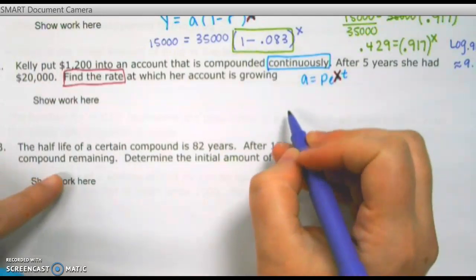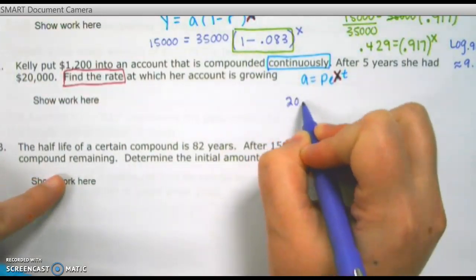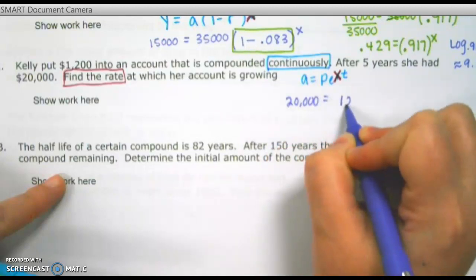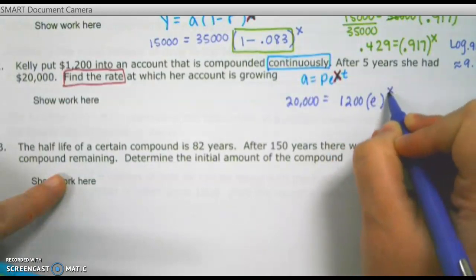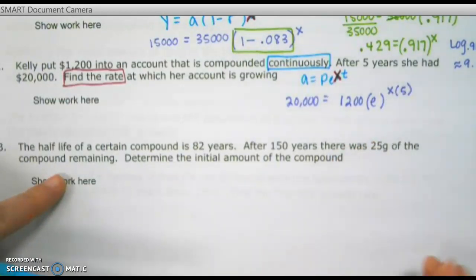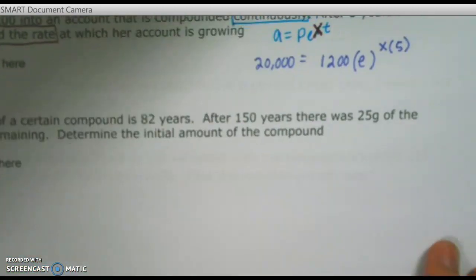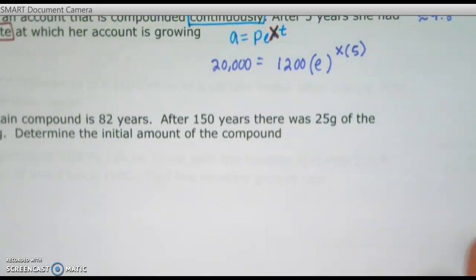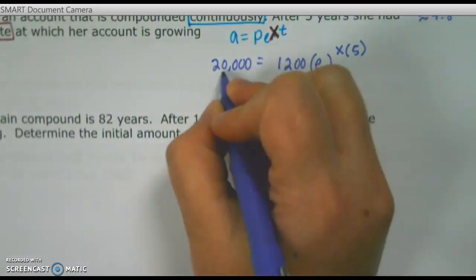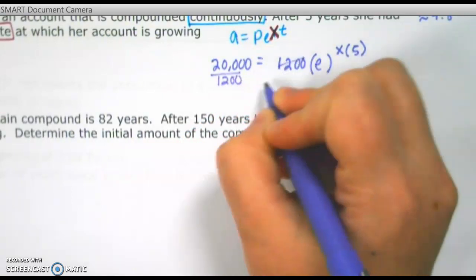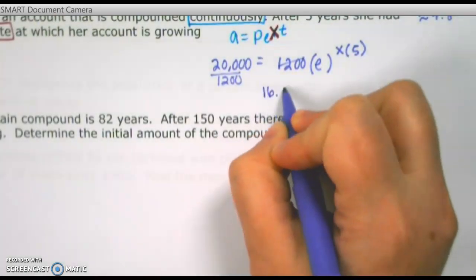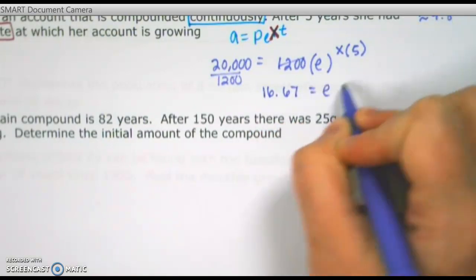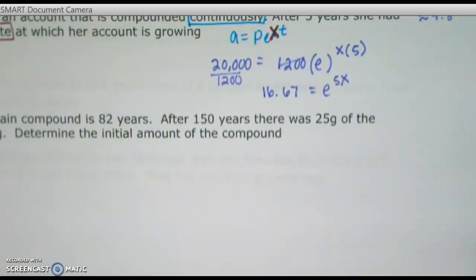My ending value is 20,000. My initial value is 1,200. E, I don't know the rate, but I know that it has been 5 years. All right, so again, that initial value is being multiplied, so I'm going to divide to cancel that out. So 20,000 divided by 1,200, 16.6 repeating, and I'm just going to rewrite that as 5x because that looks more natural.